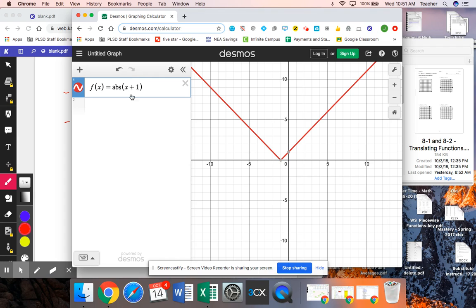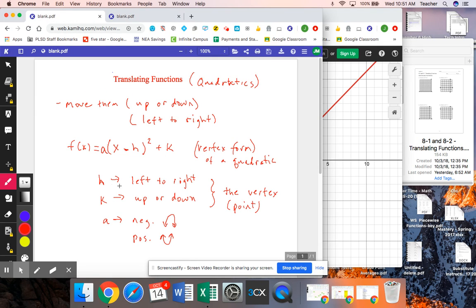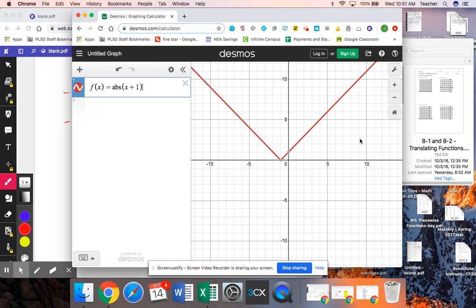So again, when it's on the inside of the parentheses, or the absolute value mark in this case, even though the computer doesn't show the absolute value markings, if it's on the inside, again, you move it left or right, just like you did here. When it's on the inside, like the h, you move left or right. It's going to be the same thing for the absolute value.